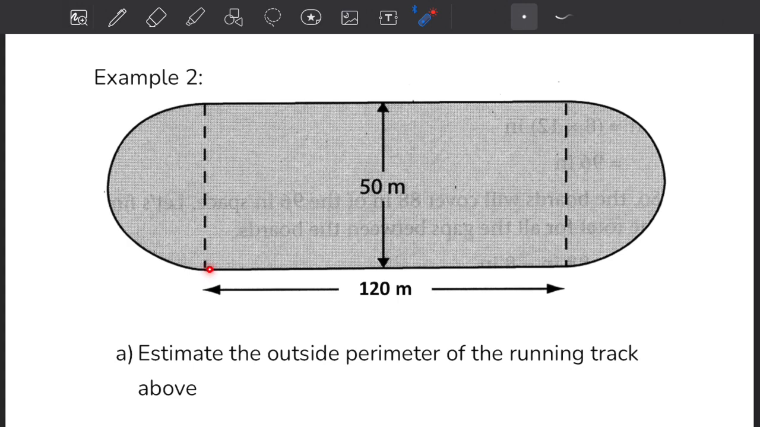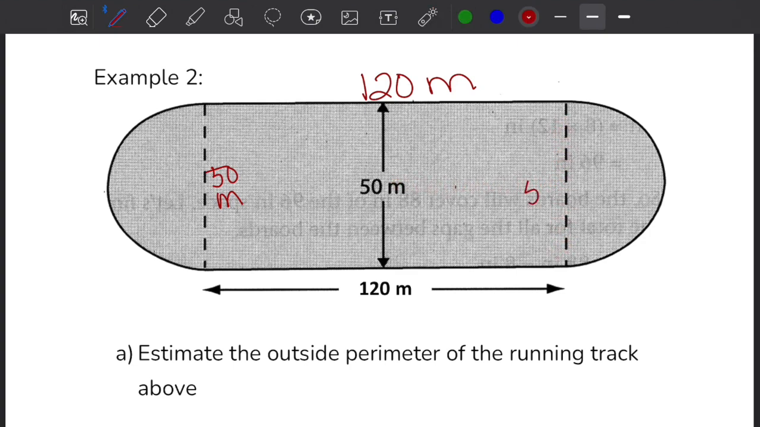So the distance from here to here on the outside is 120, and because this is a rectangle, the distance from here to here has to also be 120. Okay, now looking inside the rectangle, it looks like the width of this rectangle is 50. That means this distance here has to be 50 meters because it matches the width, and this distance here as well has to be 50.